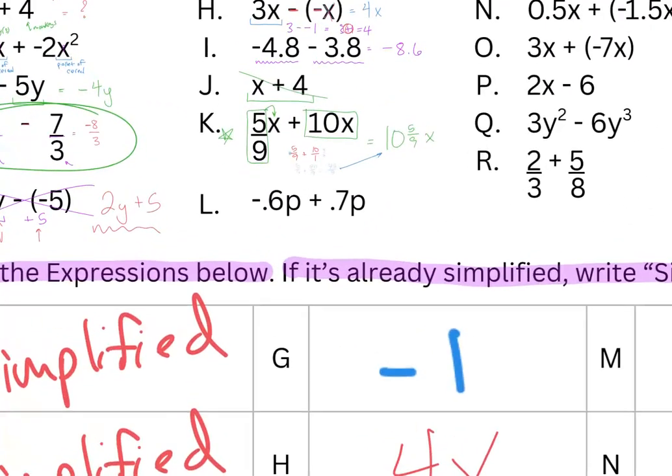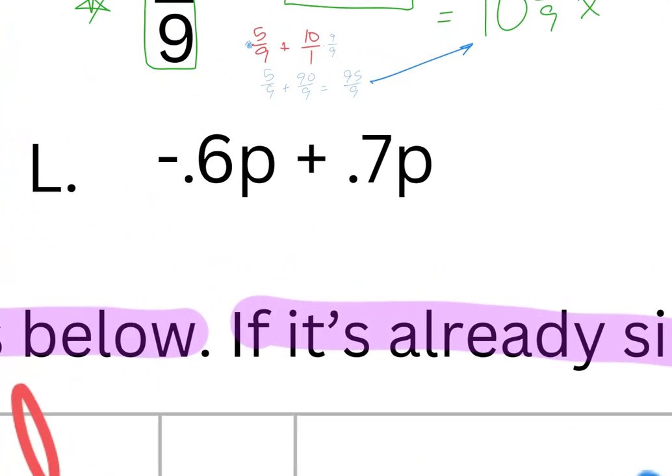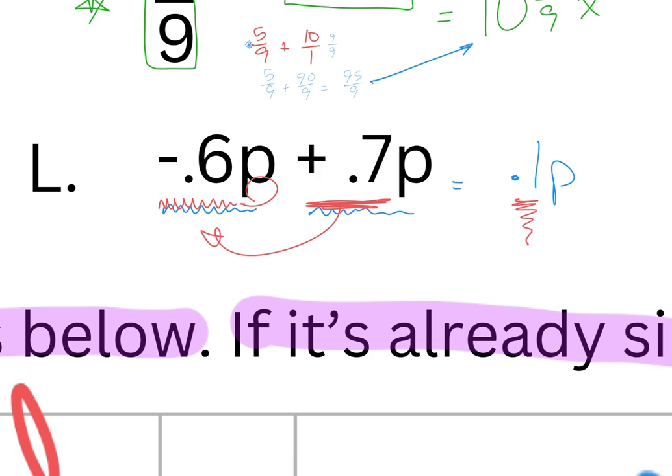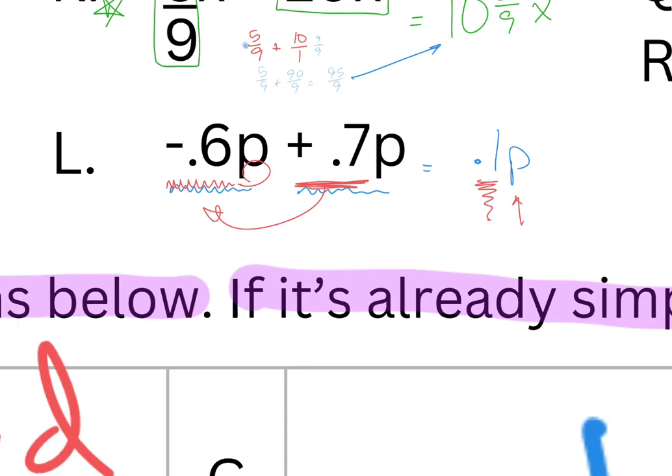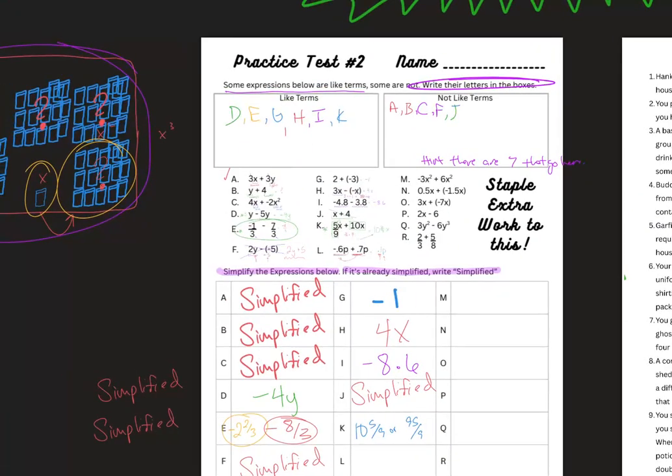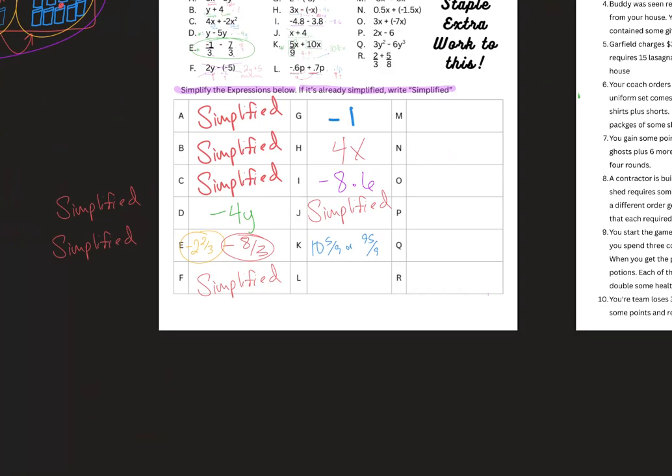There we go. L. You've lost 60 cents. You gain 70 cents. You have 10 cents. If that doesn't work for you, I mean, again, this is you have lost part of a box of something. You gain more than what you lost. So you're going to have a positive number, and that much is the box still. So L, like terms, and it is 0.1p.